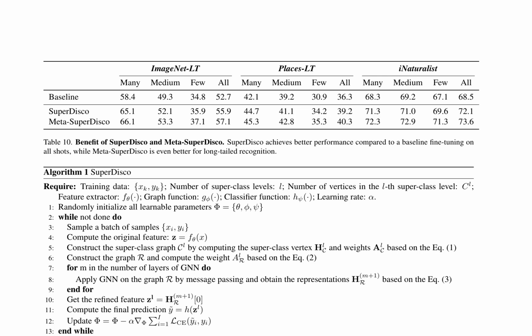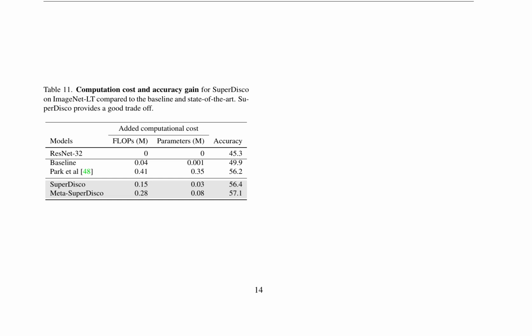The SuperDisco algorithm constructs the superclass graph by computing the superclass vertex H^L and weights A^L based on equation 1. The graph R is constructed, and the weight A^L is computed based on equation 2. The GNN is applied to the graph R by message passing, obtaining the representations H^(m+1), based on equation 3. The refined feature Z^L is obtained, and the final prediction is computed using the classifier function.